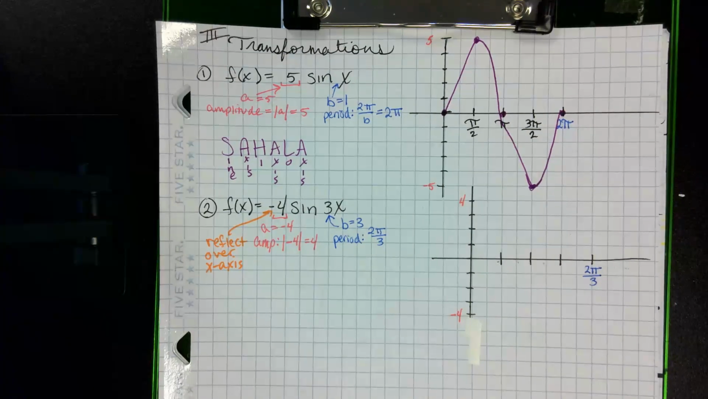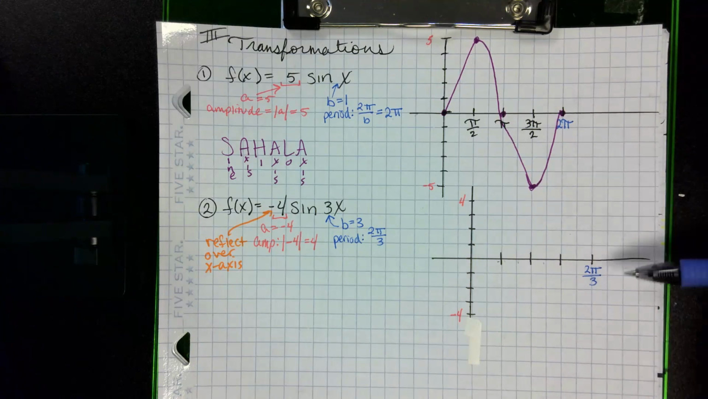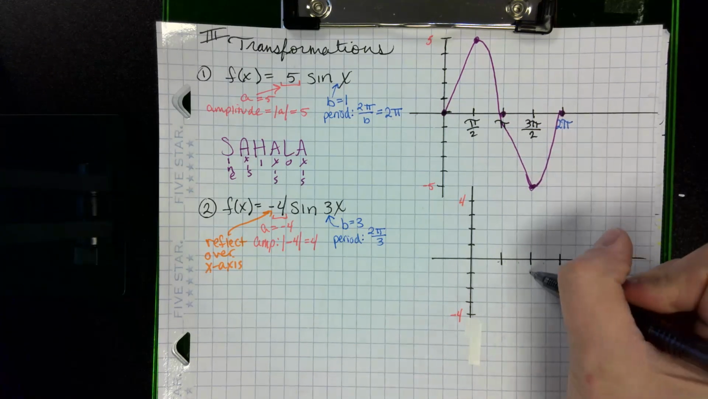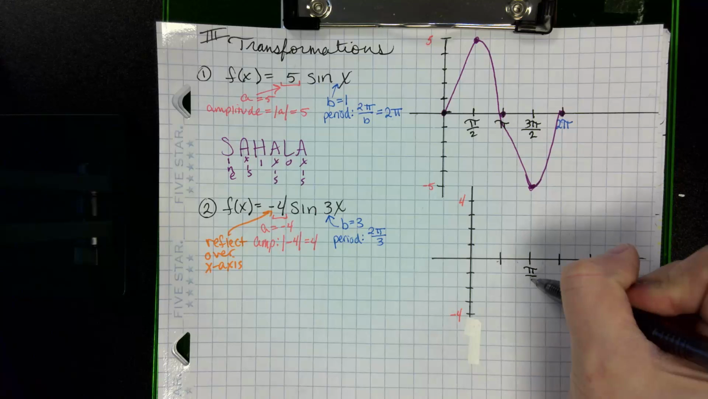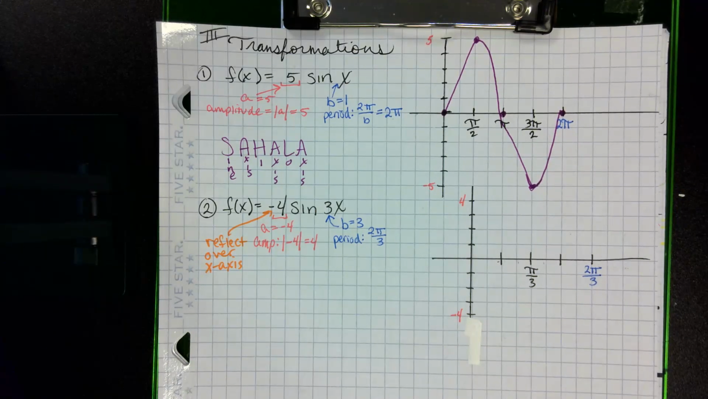All right, so this time when I need to fill in the other points on the x-axis, it's a little trickier. Here I have 2 pi over 3. So half of 2 pi over 3 is 1 pi over 3. So pi over 3 is halfway. I need to cut pi over 3 in half. What's half of pi over 3? Pi over 3 times 1/2, pi over 6.